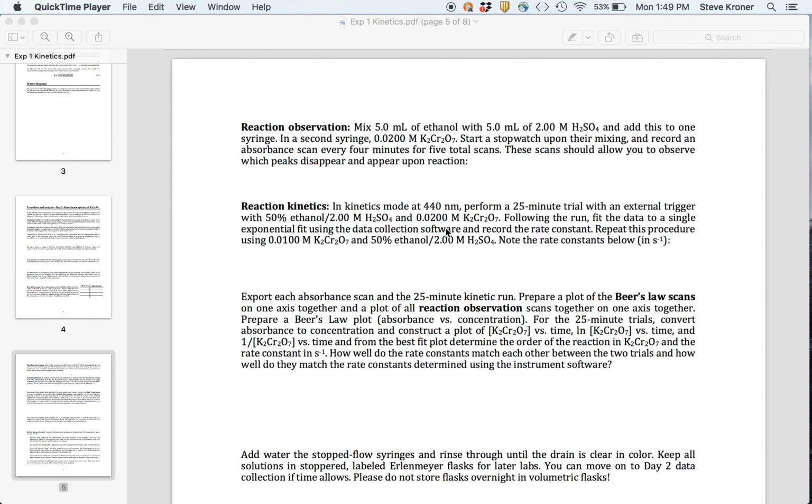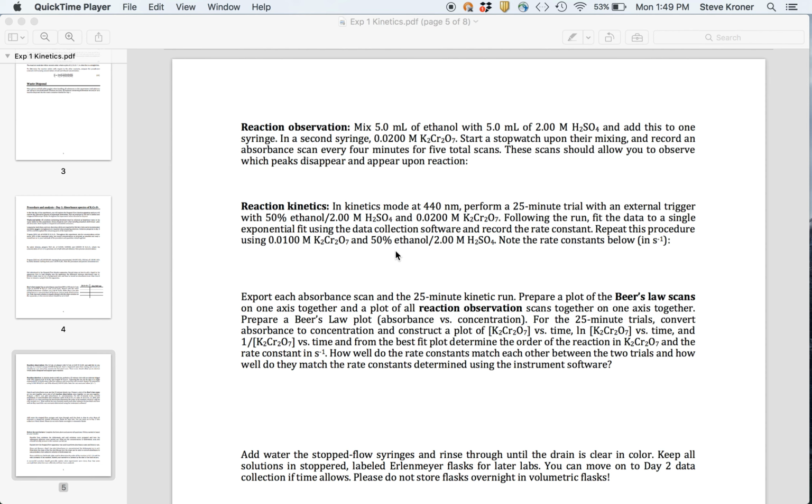If you notice from the reaction observation and the reaction kinetics, we haven't changed anything. We're using the same syringes so far. We're going to do a 10-minute trial, fit the data to a single exponential, and then repeat with a lower concentration of dichromate, keeping the same ethanol and acid syringe loaded up. So we're going to get right off the bat the data that shows us how fast this 0.02 molar reactant goes, remember it's really 0.01 once it dilutes with the other syringe. Then we're going to take half the concentration of dichromate, react it with the same acid alcohol mixture, and compare those rate constants.